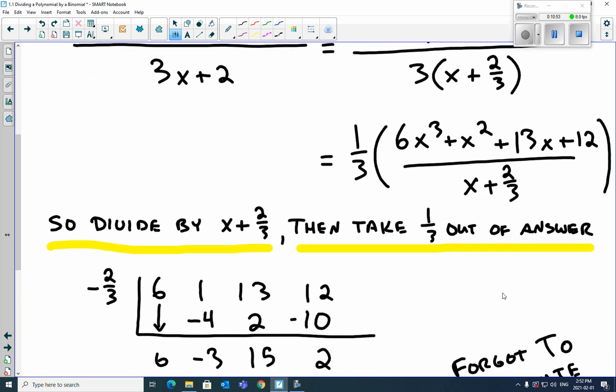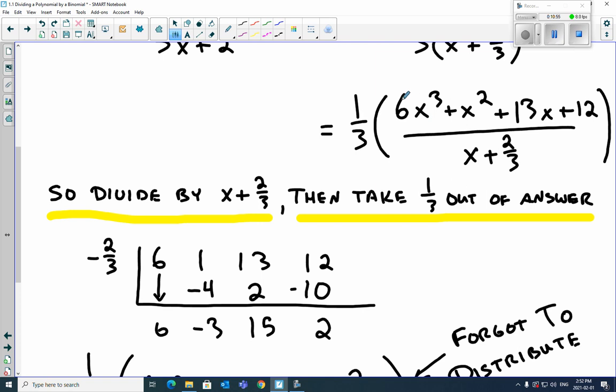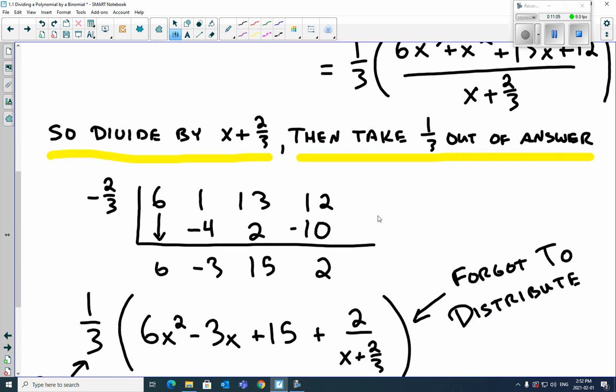Okay, so let's set this up. So look at our coefficients. We've got a 6, a 1, a 13, and a 12. There it is. A 6, a 1, a 13, and a 12. Now, it's x plus 2/3. So what number would you plug into there to make it equal to 0? Well, that's negative 2/3. Oh, okay. Well, that's not bad. We're going to work with a fraction, but it's not bad. Let's do the math now.